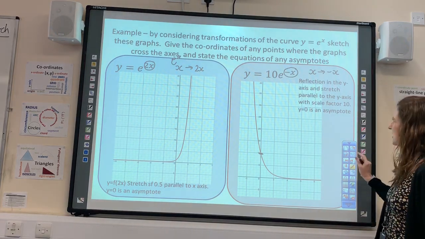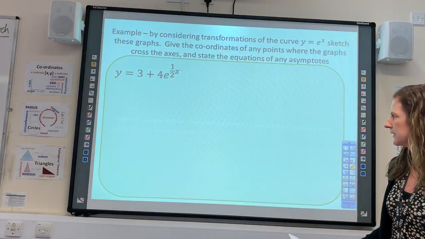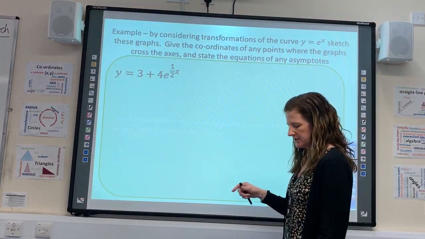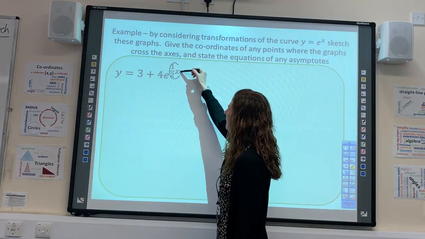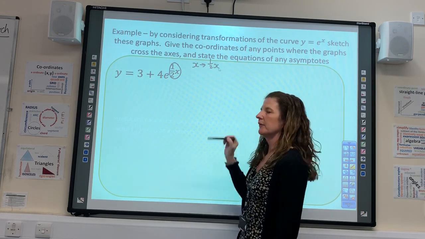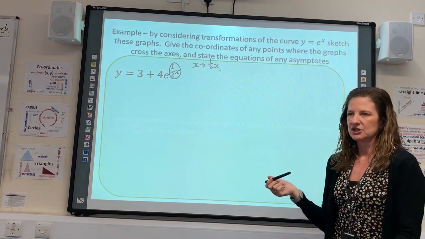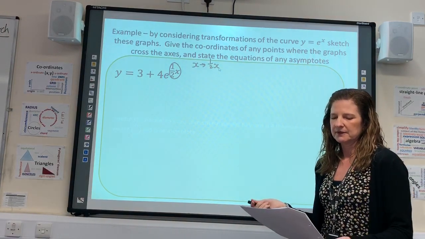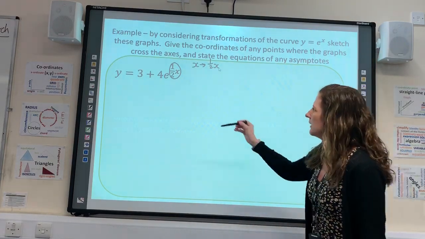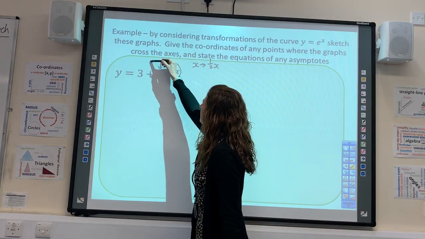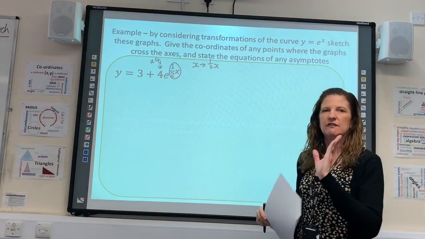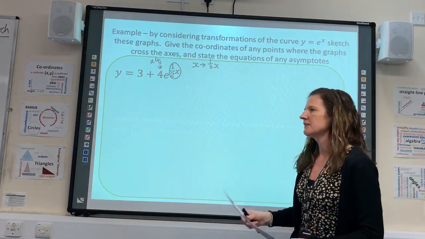Okay, one last one which has quite a lot going on here. So with this one, a number of different things. So let's just have a look at what we've got here. We've got the power here. X has become half x. So remember what that means. That's going to be a stretch in the x direction, okay, but it's going to be scale factor 2, not scale factor 1/2. What have we got here? We've got a times by 4. So the y coordinates times in by 4, so that's going to be a stretch scale factor 4 in the y direction.